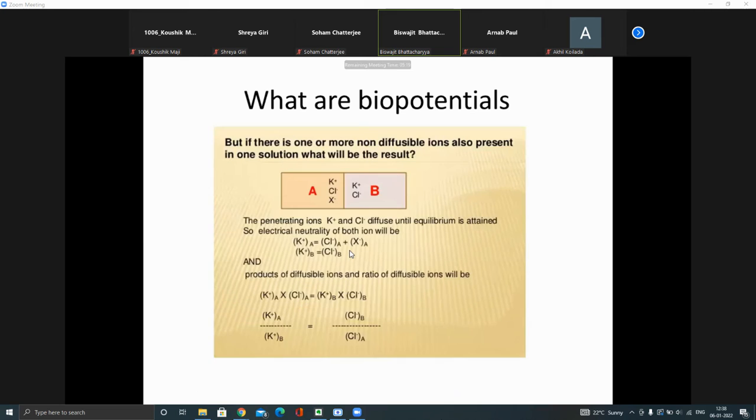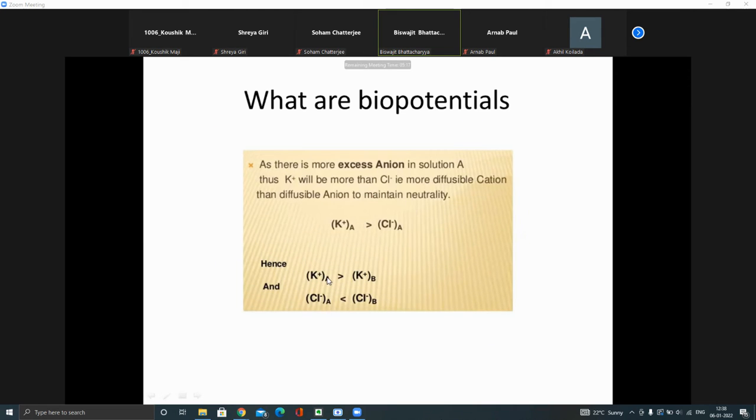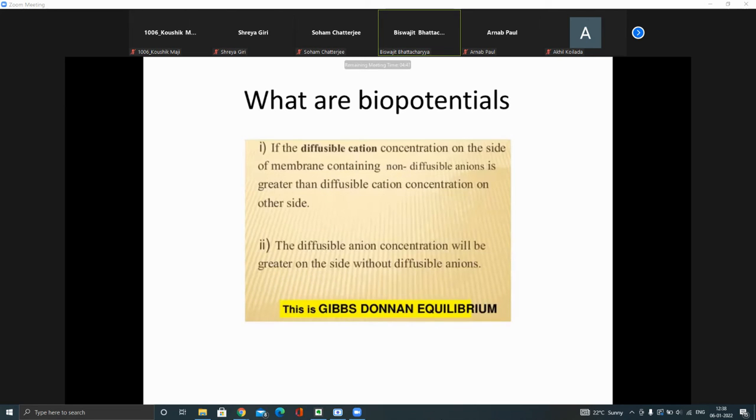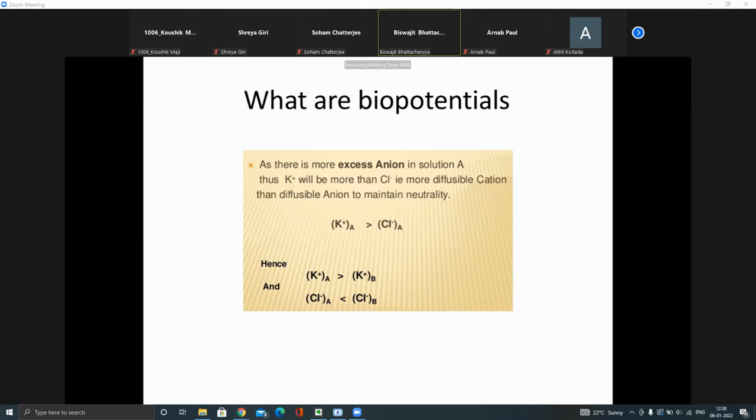So ultimately, if you see the previous thing, we find that the potassium ion in solution A is more than the potassium ion in solution B, because the total number of ions is the same to get electrical neutrality. So in solution A there will be more potassium ions than in solution B. Similarly, the number of chlorine ions will be more in solution B than in solution A. So this is how it happens. Ultimately, as the charges are distributed differently on the two sides of the solution, some voltages will be there.